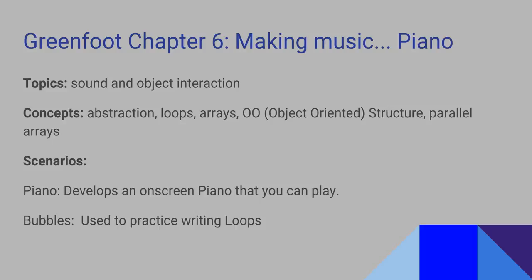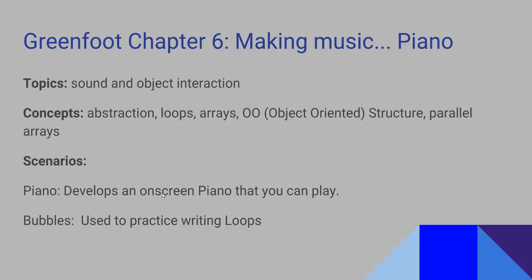Chapter 6, Greenfoot. We are going to be making a piano on the keyboard, and this will teach us how to interact with objects and sounds a little bit differently than what we've done before. We will also be covering abstraction, and that's making our code a little bit more robust. Loops, arrays, object-oriented structure, which is again going to tie in with our abstraction. And we will be introduced to parallel arrays. I'll give you an example of that in just a moment.